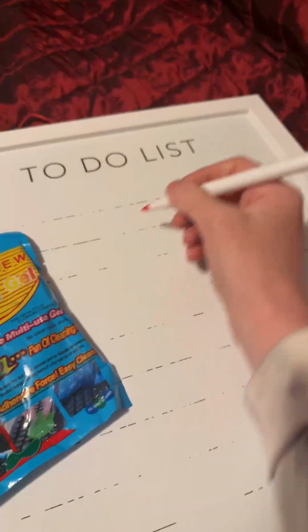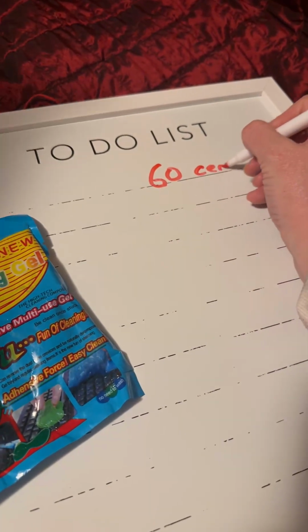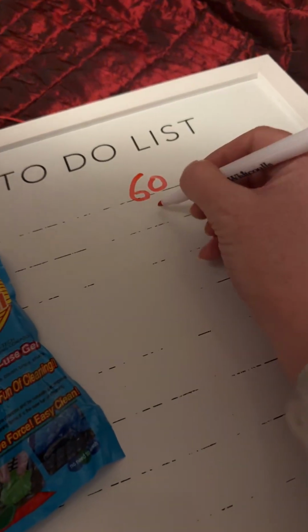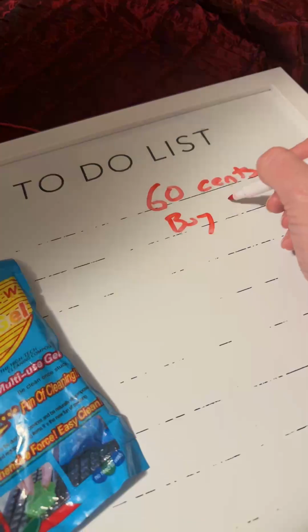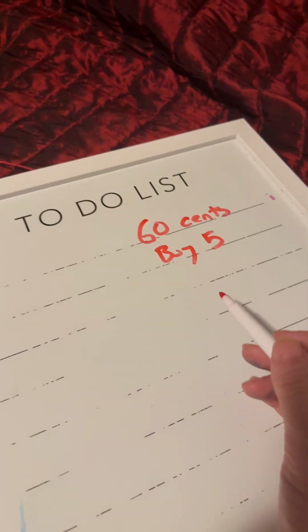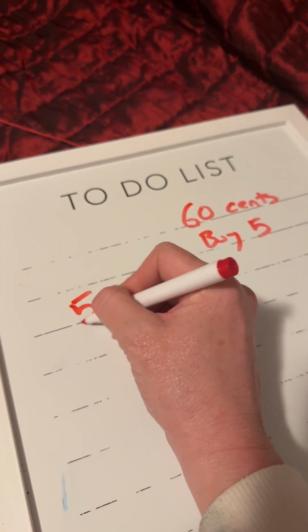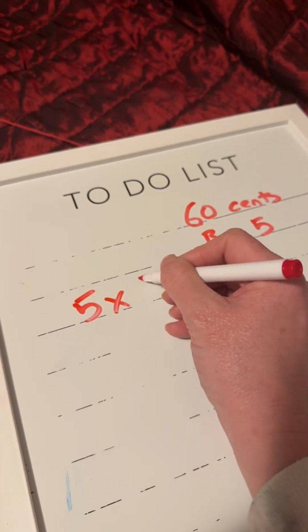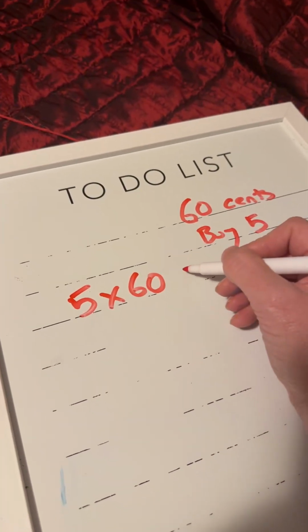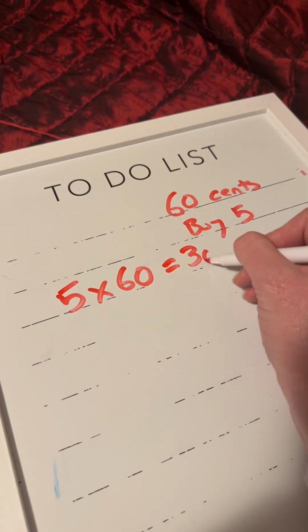But look, it was quite cheap. Let's say it was 60 cents each. And they're actually pretty cool. So I want to buy 5 of them. How much is that going to cost me? So you'd start off and you just go, okay, well, I've got 5 times 60. And so if you pop that into your calculator, it's going to give you 300.